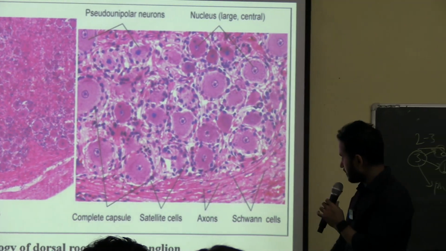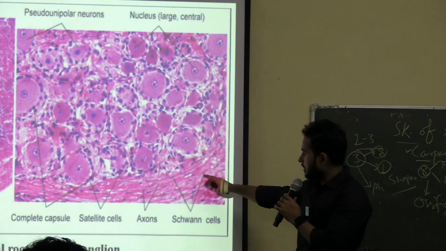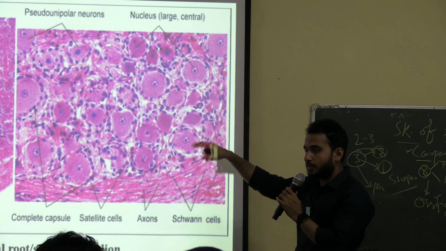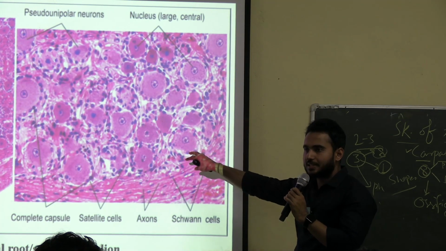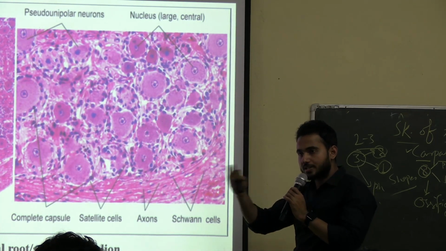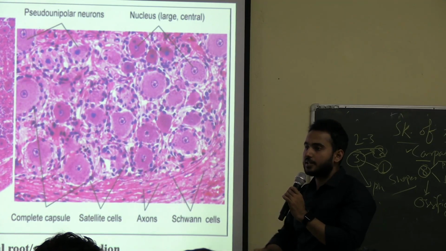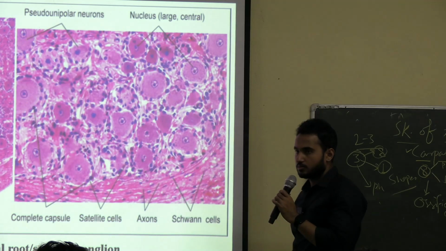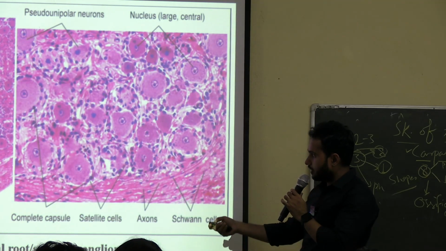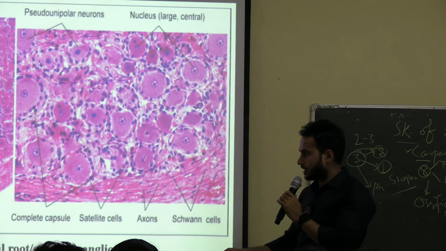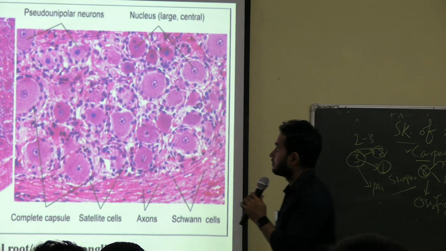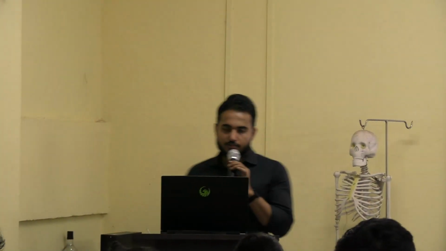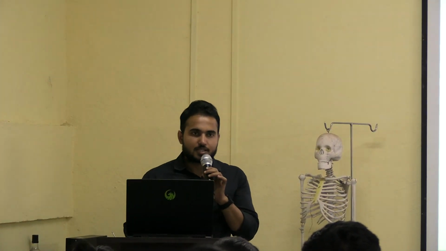Okay, and then some Schwann cells are also present. Why? Because the nerve fibers that are present separate the groups of cells. The cells here are in the form of groups, and those groups are separated from each other by myelinated nerve fibers. Because of the myelinated nerve fibers, you can see the Schwann cells. The complete ganglion is covered by a connective tissue capsule. Complete capsule can be seen. So these are some important identifying features of the sensory ganglia.